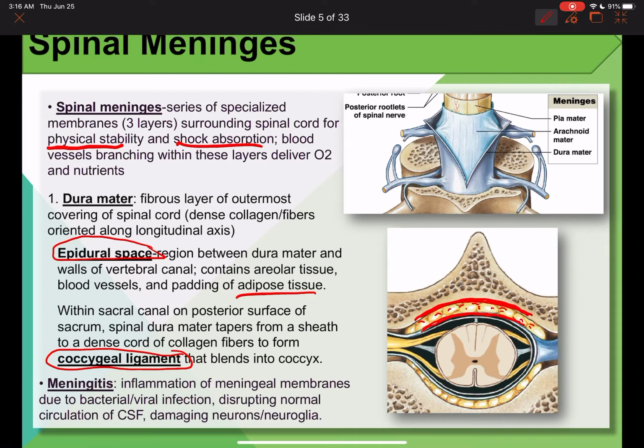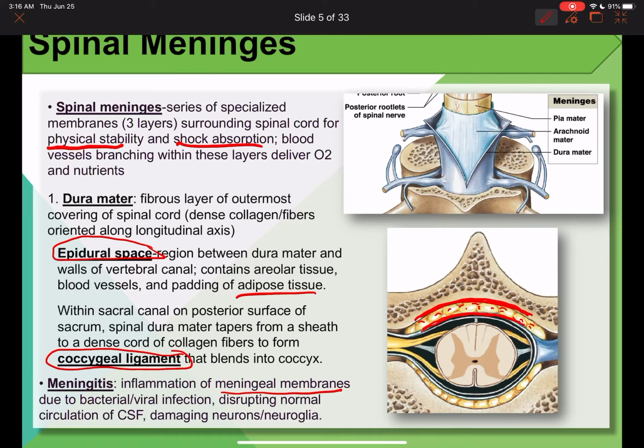Now, meningitis is the inflammation of the meningeal membranes due to either bacterial or viral infection, and sometimes that can disrupt normal circulation of cerebrospinal fluid. Technically, if it doesn't recover on its own, it can damage neurons and neuroglia, because if there's inflammation of these membranes, those things can travel through the cerebrospinal fluid and get to other neural tissues, including those in your brain. So that's why meningitis can become a serious matter, especially if it doesn't recover on its own.